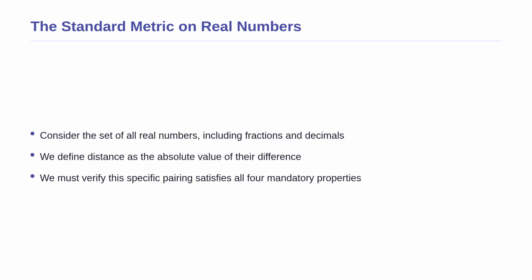Now that we understand the 4 rules, let us apply them to a specific example. Consider the set of all real numbers, which includes all positive numbers, negative numbers, fractions, and decimals. We will define the distance between any two numbers as the absolute value of their difference. To prove that this specific pairing forms a valid metric space, we must verify that this absolute value rule satisfies all 4 mandatory properties we just discussed. This is known as the standard metric on real numbers.